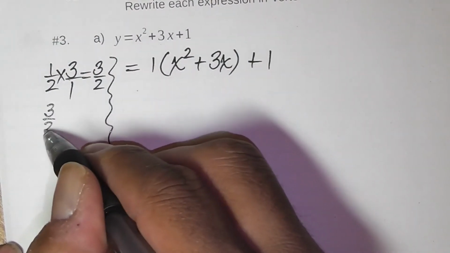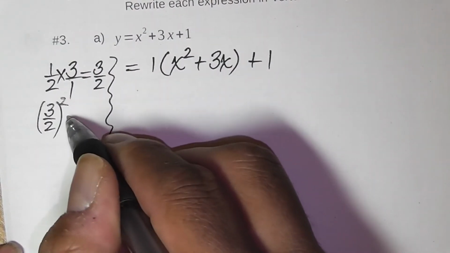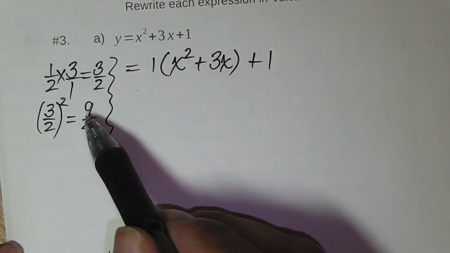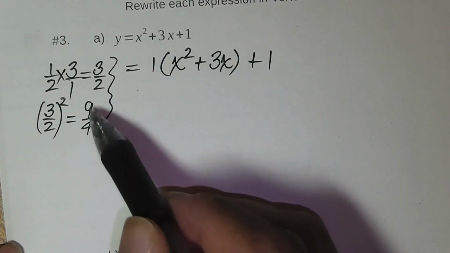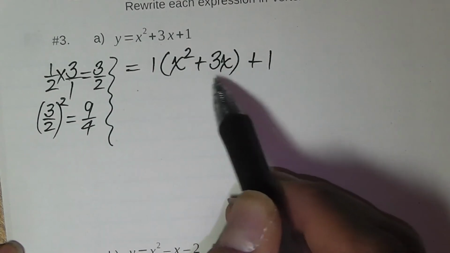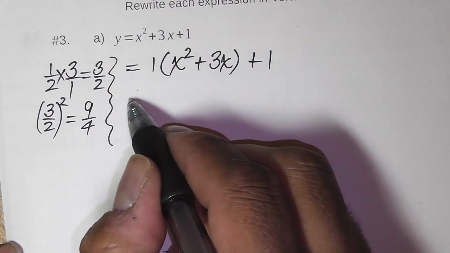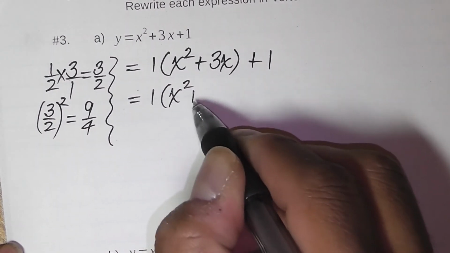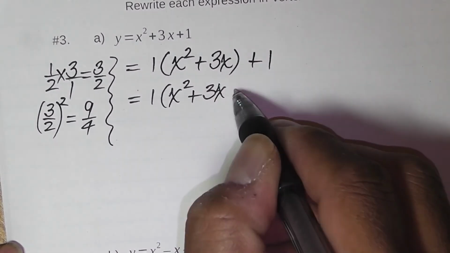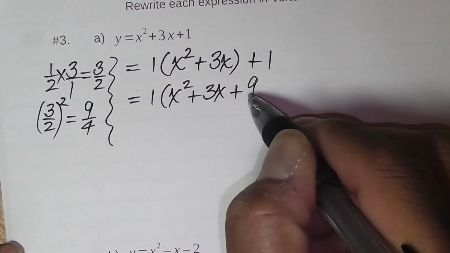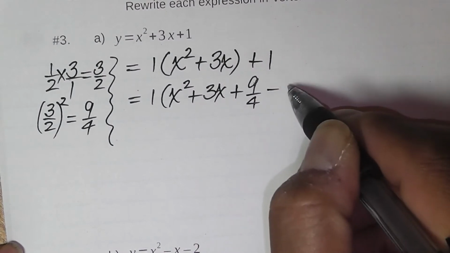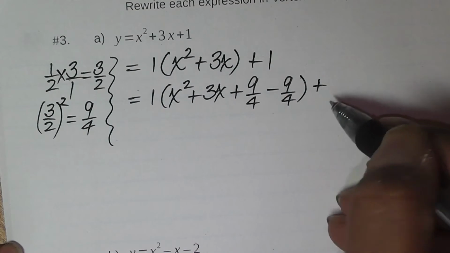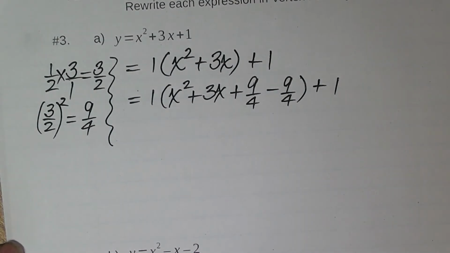3 over 2 squared is 9 over 4. 3 squared is 9, 2 squared is 4. That's the quantity we need to add and subtract inside the brackets. So that's going to look like this: equals 1 brackets x squared plus 3x plus 9 over 4 minus 9 over 4, close brackets, plus 1.